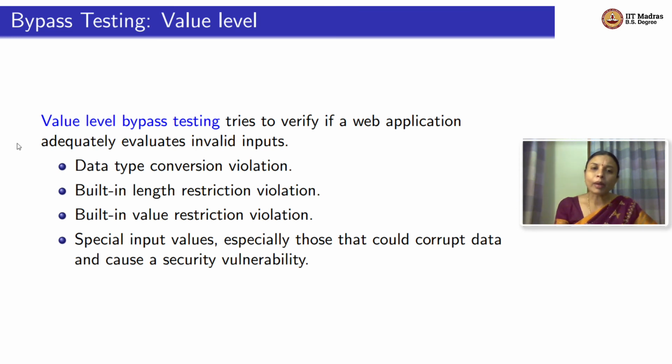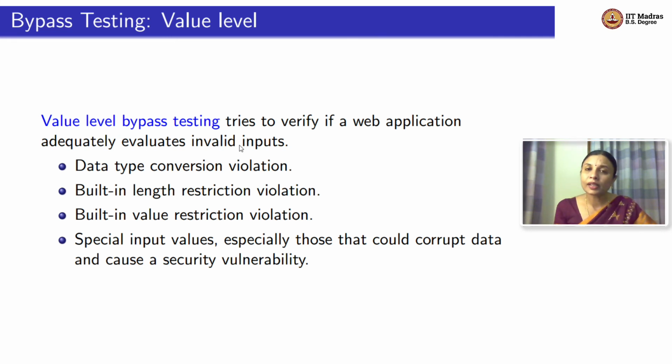Value level bypass testing basically modifies inputs to see how a web application adequately evaluates inputs that are invalid with reference to their values. For example, suppose a web page expects purely a string of numbers. Suppose I give it an alphanumeric string, how will it evaluate? Like we saw in that example, suppose it expects a name and I give it a name with a special character. How is it going to handle that invalid input?